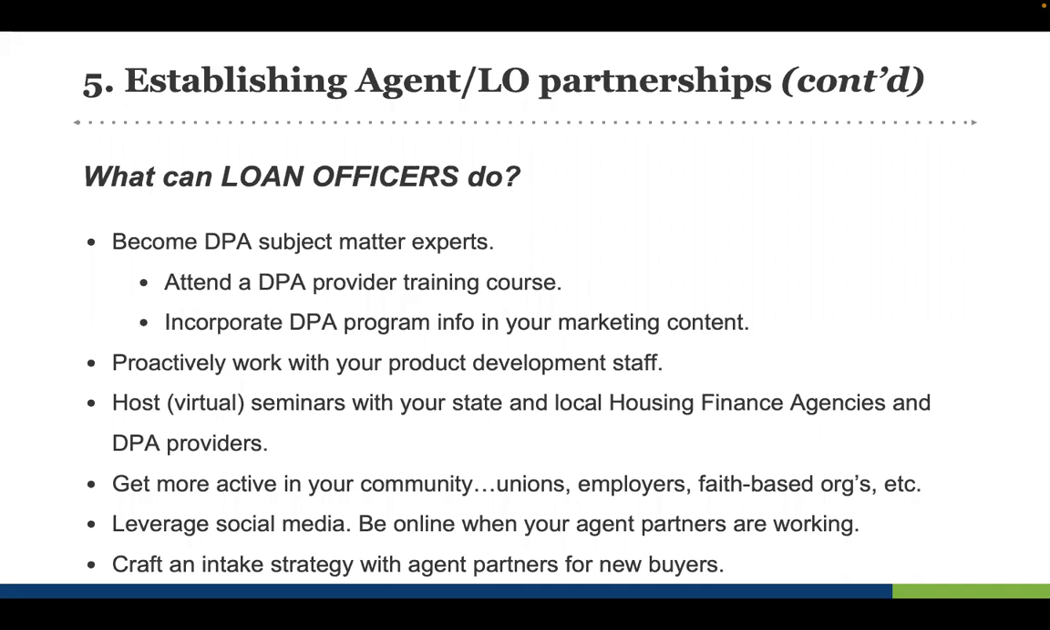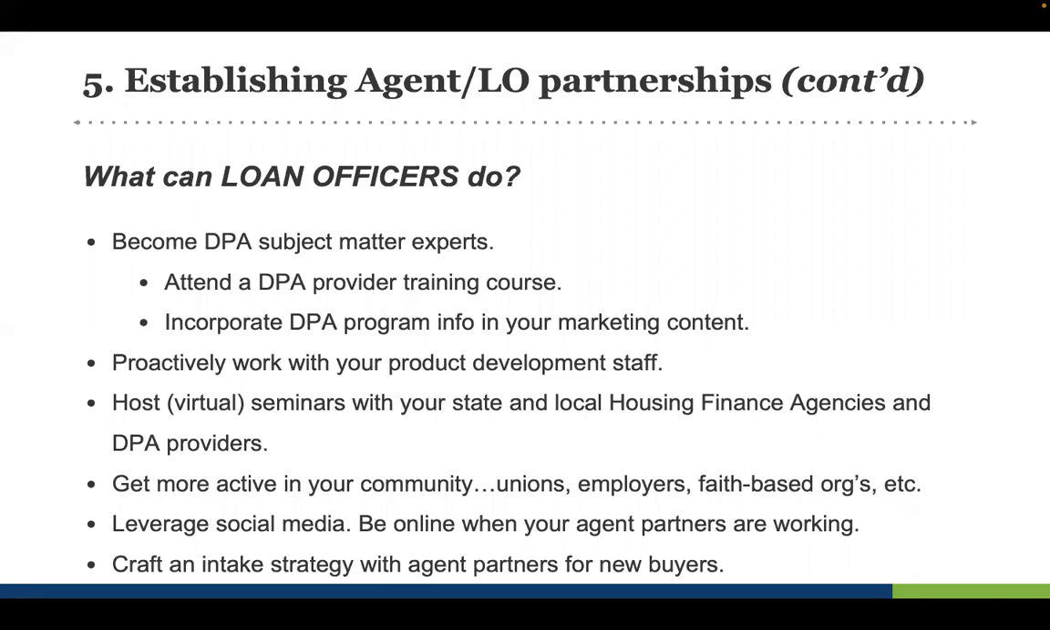Likewise, loan officers, host seminars, even virtual if need be, or in person, but host seminars and training with your local program providers, your state housing finance agency. They're always looking for extra help spreading the word about their programs, and those can become great prospecting and referral relationship building opportunities and exercises for you.